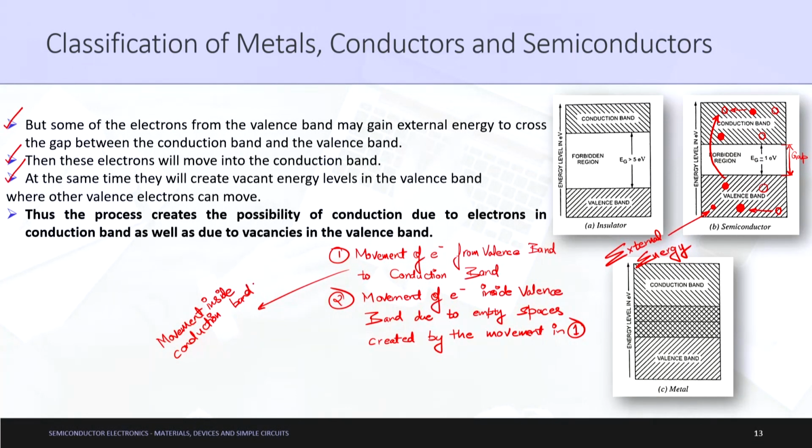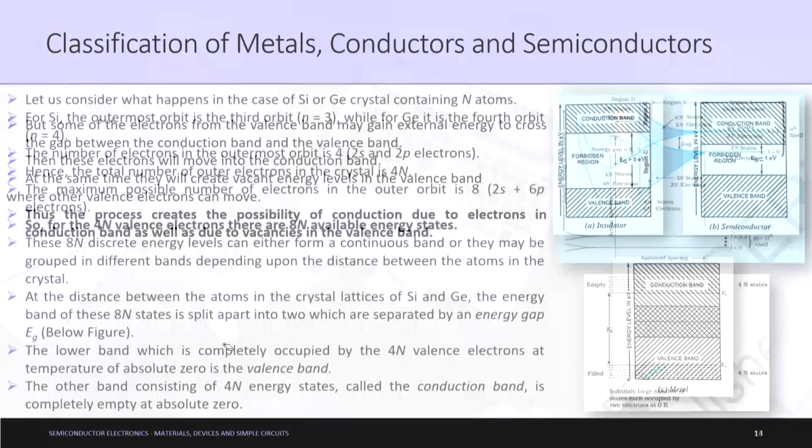Conduction band. Okay. So, the major possibility of conduction is electrons in the conduction band. This can be said to be the first part. The movement is the possibility of conduction due to electrons in the conduction band, and the second is due to vacancies in the valence band. So, this is how the conduction has been explained here. Okay. Let us move on.